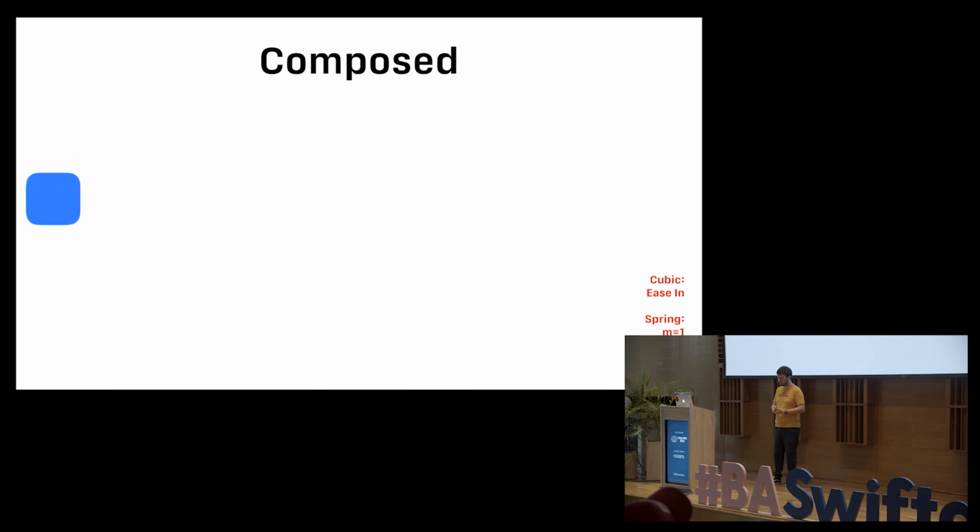But my favorite is the composed one. What a composed timing curve is, you combine a cubic interpolation method with the spring. So you start your animation as an ease in, in this example, and it transitions to a spring when it reaches the end. As you can see here, when I start the animation, it starts a little bit more quickly than before, but in the end, we still have that little bit of bounce from the spring.